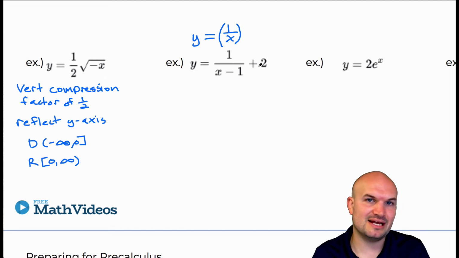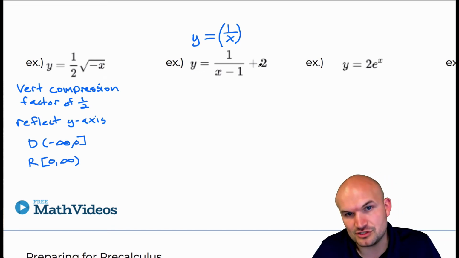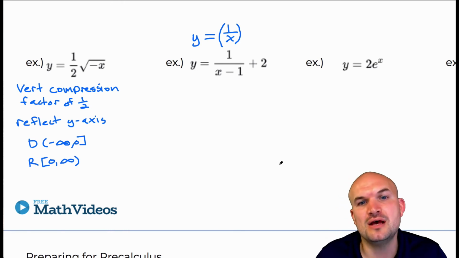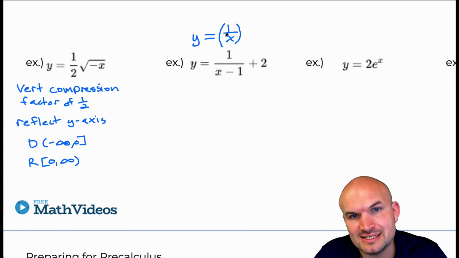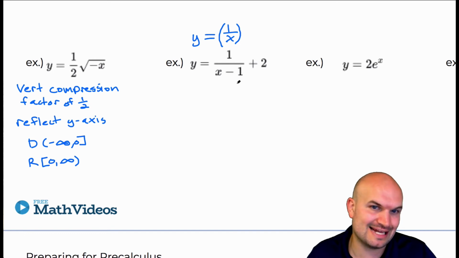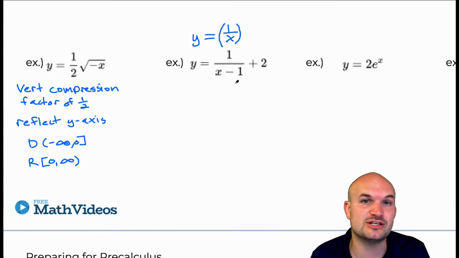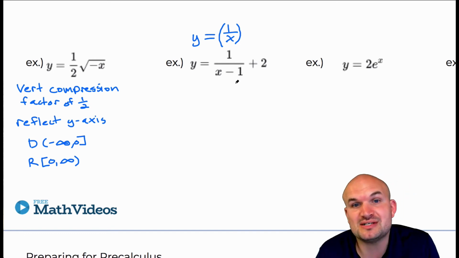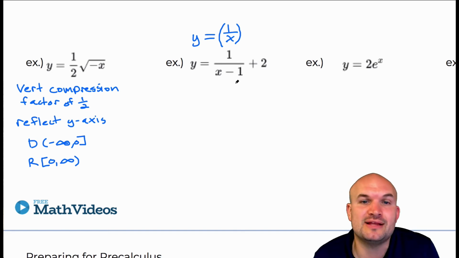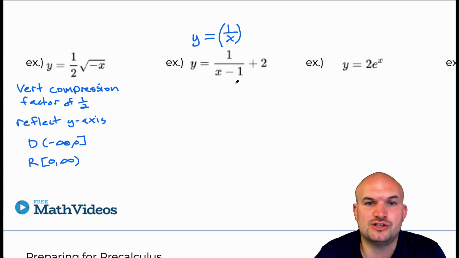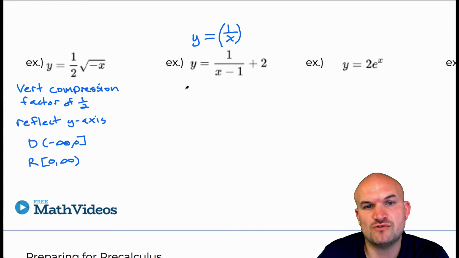Now we need to identify, when we're looking at our transformations, which transformation is inside of the function and which one is outside the function. Well, since the -1 is in the denominator, we could say that that is going to be inside the function. So therefore, that's going to be a horizontal transformation. And remember, it's in the opposite direction. So if it's x minus 1, that means that's going to shift us 1 unit to the right. So I'll just say shift right 1.